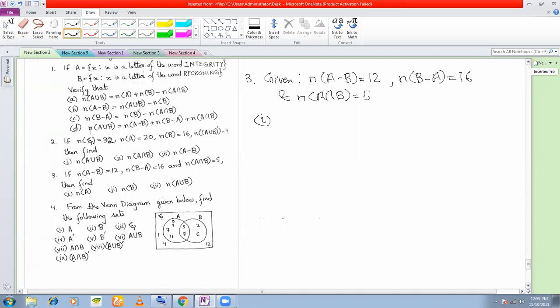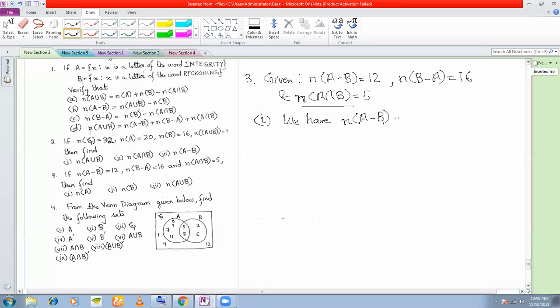Now, how do you find out? See that cardinality of A intersection B is given to you here, right? And you need to find out the cardinality of A. So what is the relation between cardinality of A and cardinality of A intersection B? So we have, see that A minus B and B minus A are also given. So what is the relation between these three?